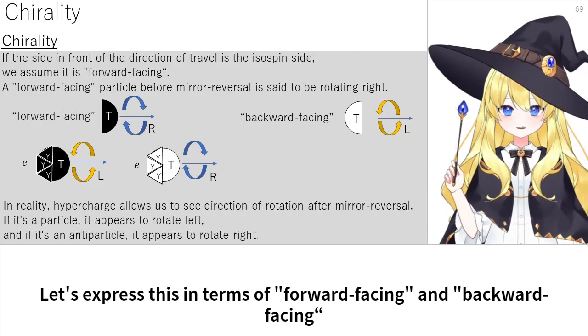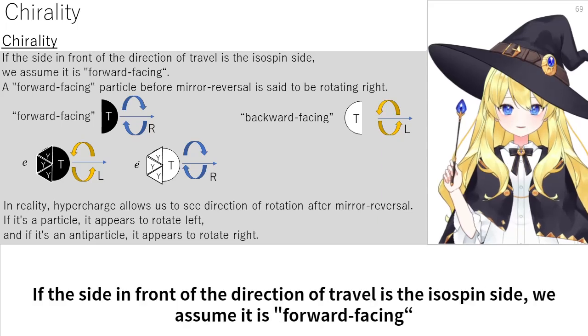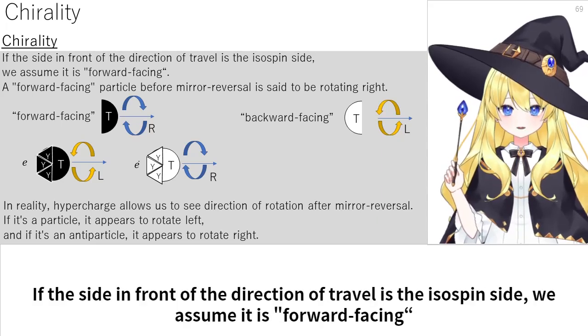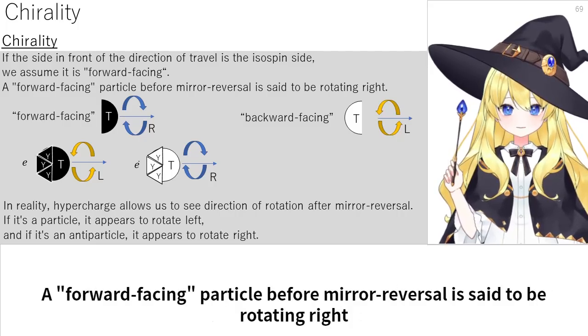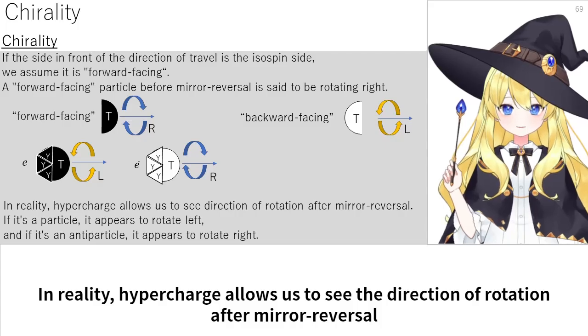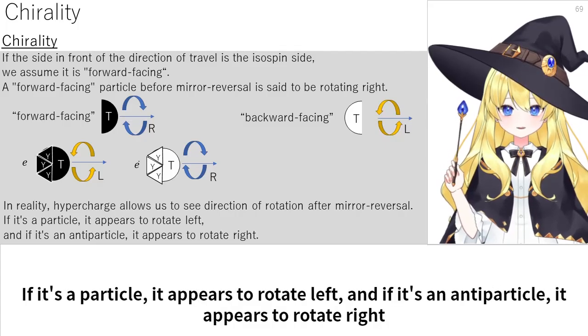Let's express this in terms of forward-facing and backward-facing. If the side in front of the direction of travel is the isospin side, we assume it is forward-facing. A forward-facing particle before mirror reversal is said to be rotating right. In reality, hypercharge allows us to see the direction of rotation after mirror reversal. If it's a particle, it appears to rotate left, and if it's an antiparticle, it appears to rotate right.